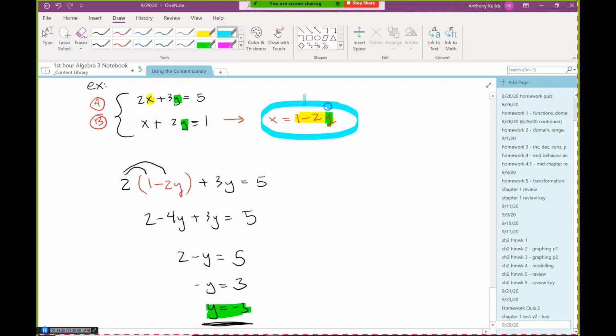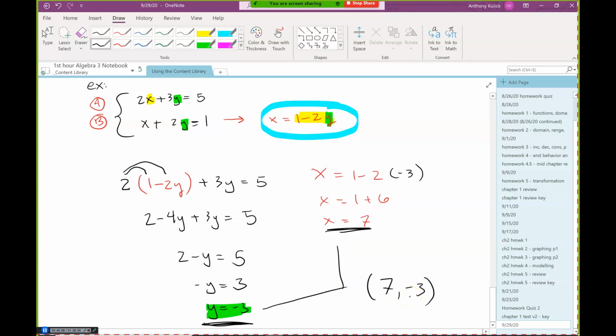I think this spot will actually be the easiest to plug it into because the x is already by itself, right? It'll be super easy to solve for. So negative 2 times negative 3 is positive 6. So if I take those two answers together, there's my solution, 7, negative 3. Are we okay with that?